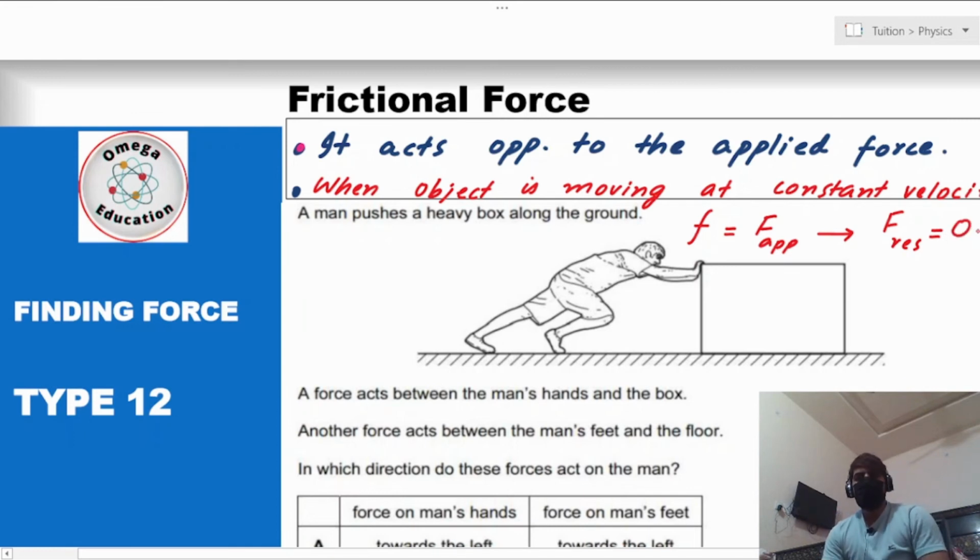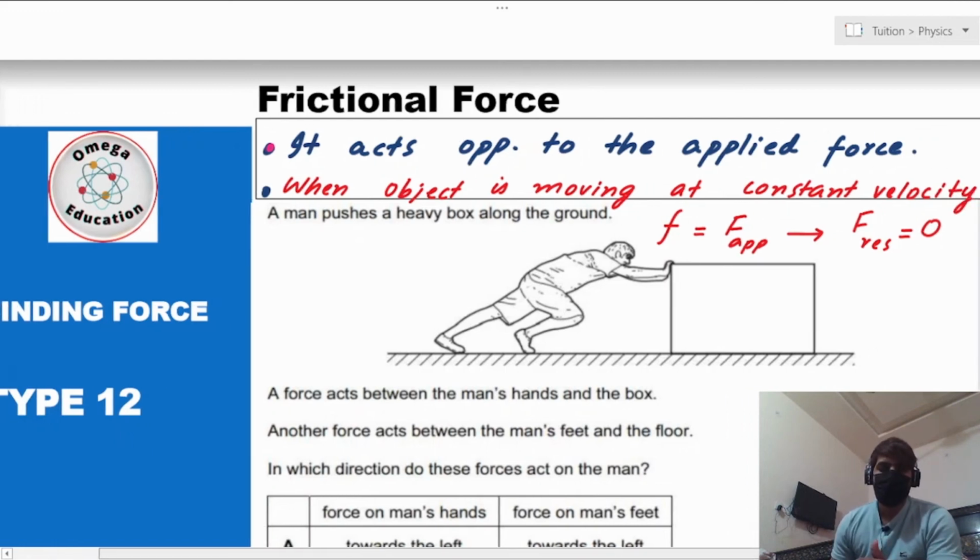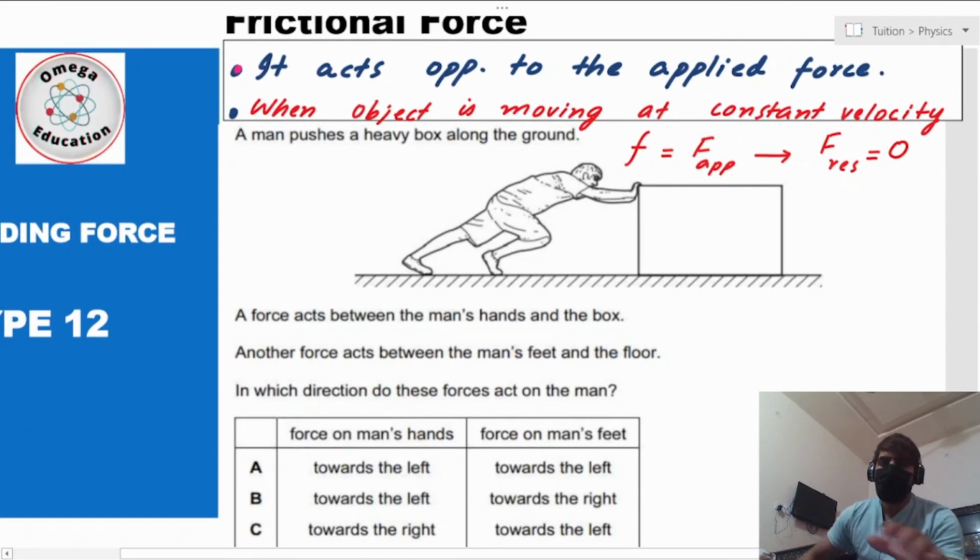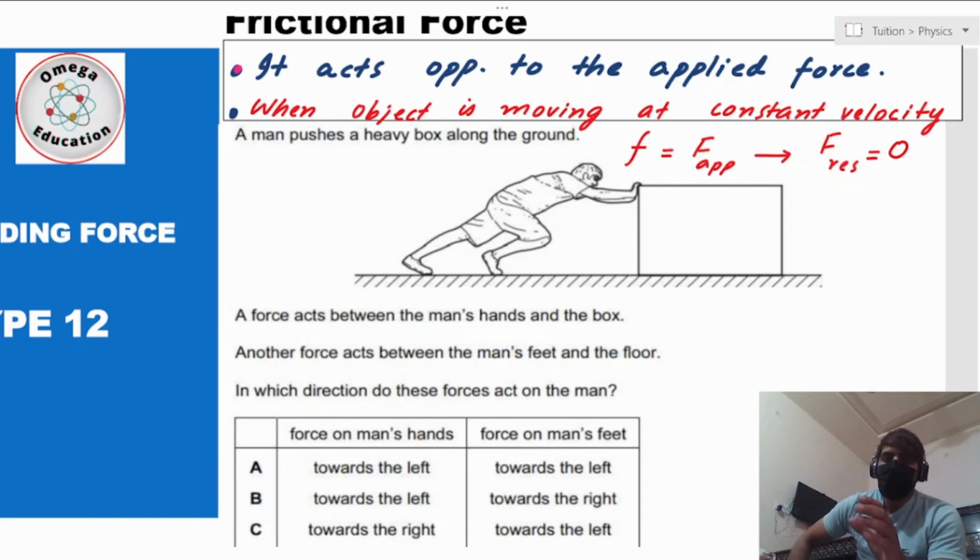Just keep in mind, if in a question they say the object is moving at a constant speed, that would mean the forward force and the backward force acting on the object would be equal. The forces acting on the object would be balanced. The object is not accelerating. The resultant force is 0.